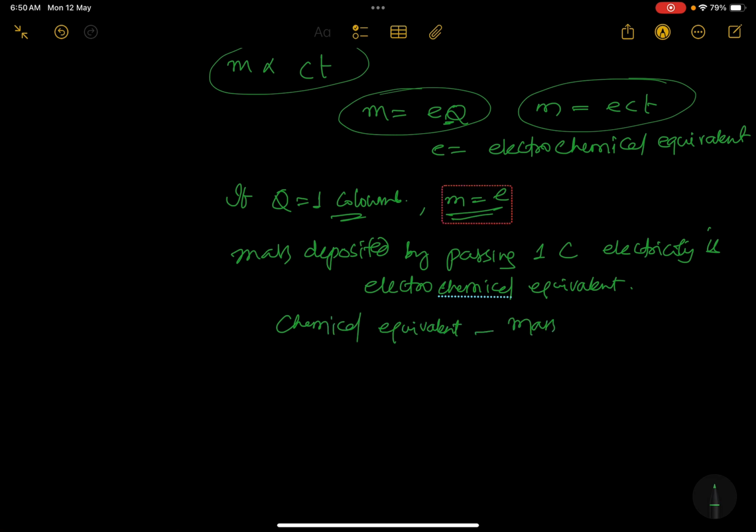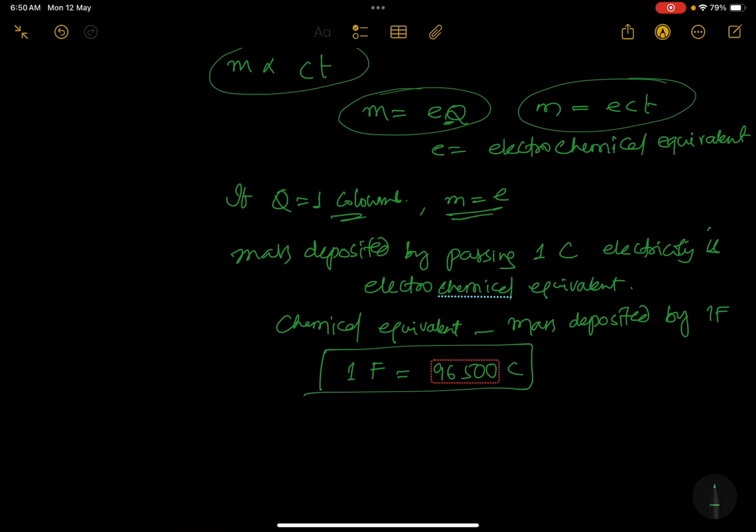Mass deposited by 1 Faraday. What is the relation between 1 Faraday and 1 coulomb? 1 Faraday is equal to 96,500 coulombs. What is this 96,500 coulombs? Actually, it is the charge of 1 mole of electrons.